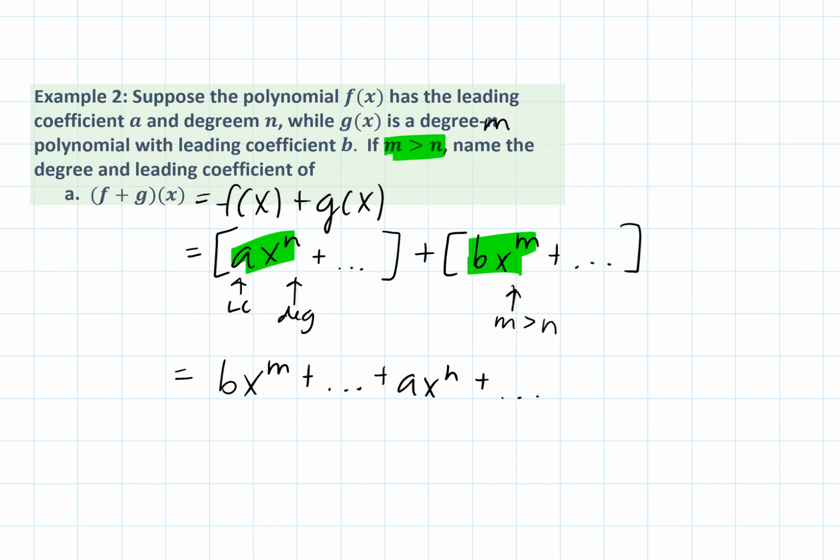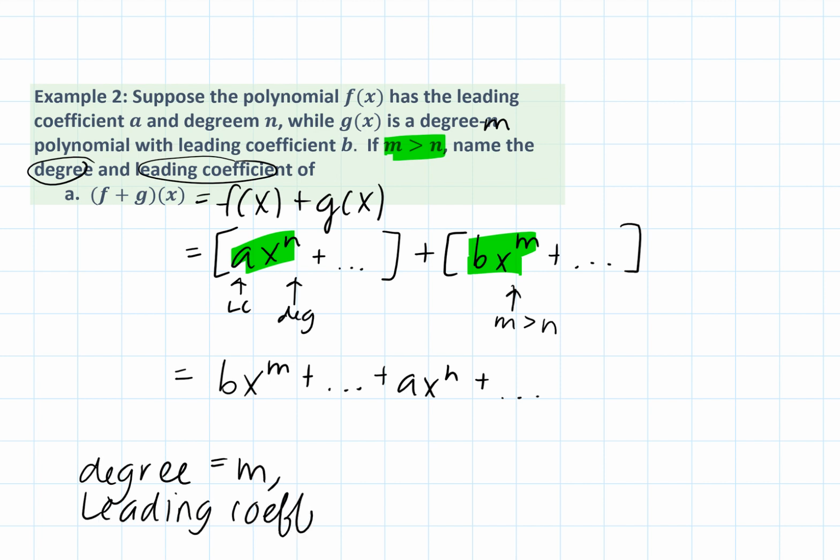We don't know much about this new function. We just know that the highest power of x, when we add these two functions together, is m. Well, that's our degree, right? We're asked to name the degree and name the leading coefficient. So the degree of this new function is m, and the leading coefficient is b.